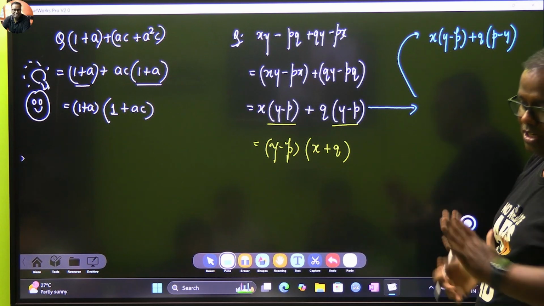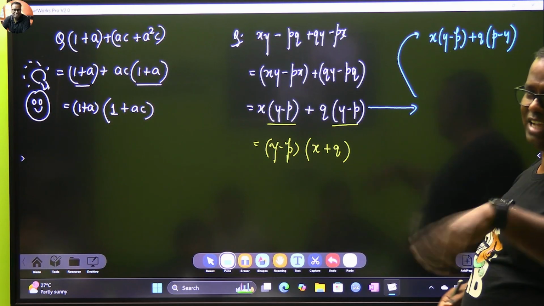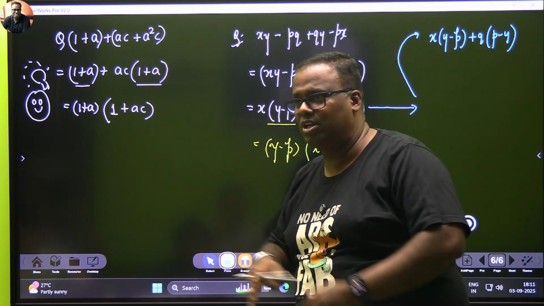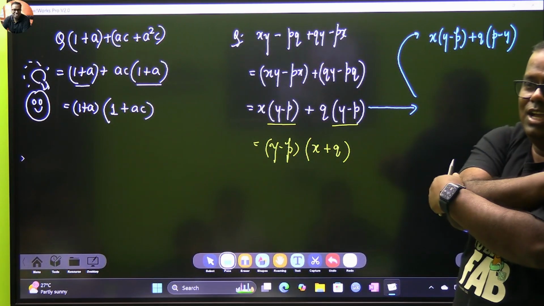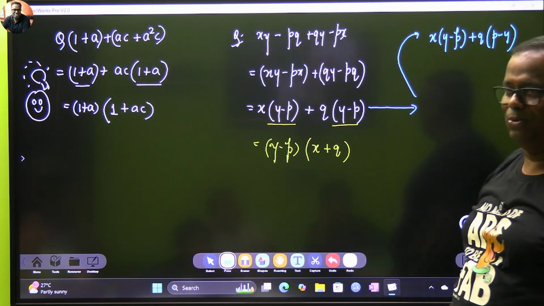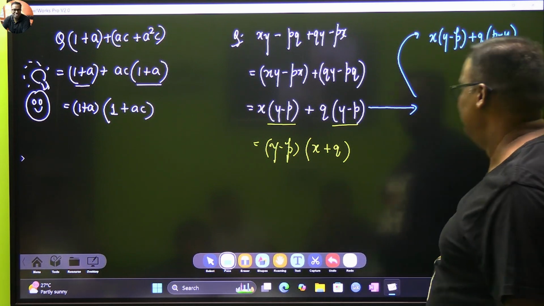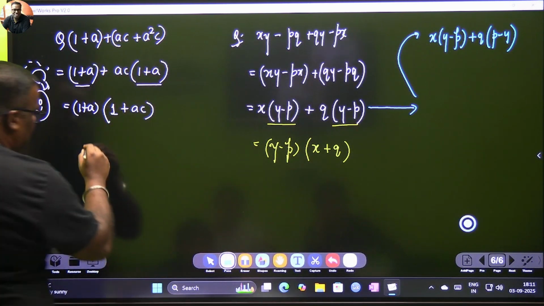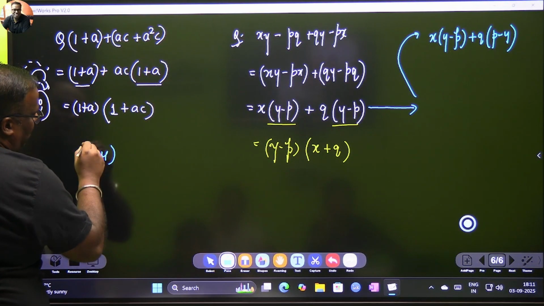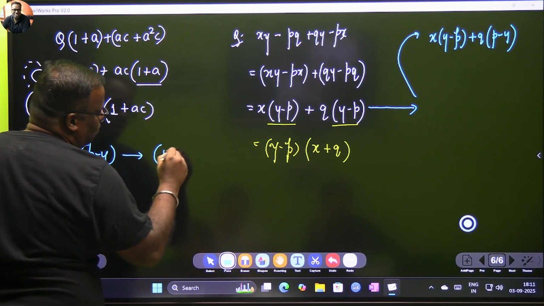Like sometimes children, when they say, I want the keyring, I want the keyring, keep on crying. Then the father says, look, I've thrown it, and he'll just hide it like this. And the child thinks that the keyring has been thrown. So we have to do that type of jugglery out here. So let's see. The problem is, how can p minus y be converted to y minus p?